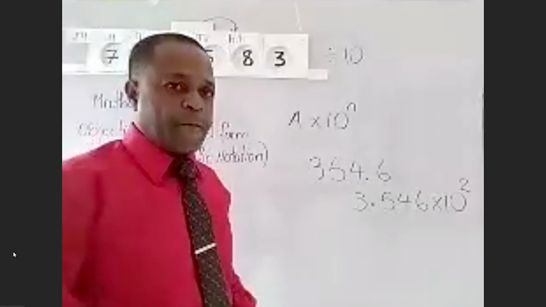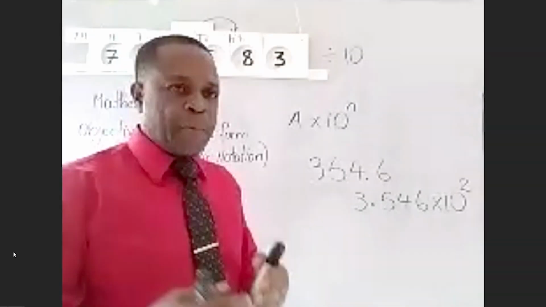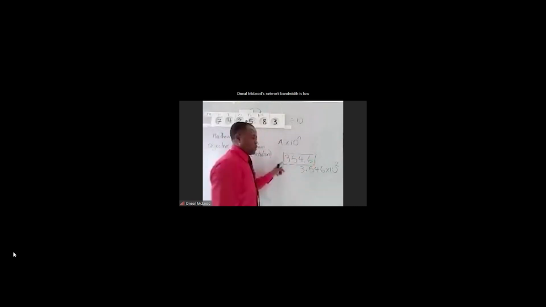Now, there's something else that you need to understand. If the given number, for example, that would have been your given number, is greater than 10, then n will always be positive. If the number that they give you to write in standard form is greater than 10, then n is always going to be positive.